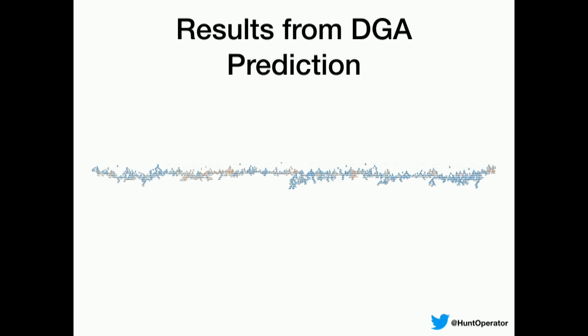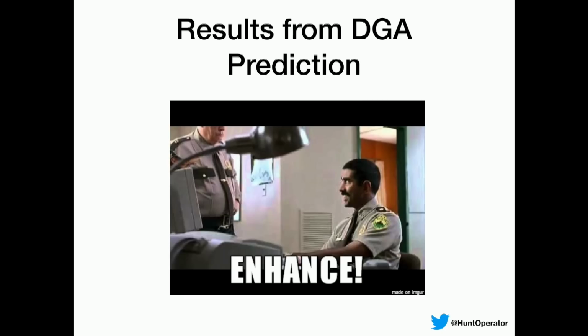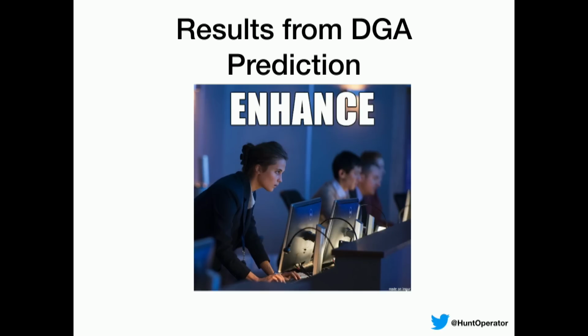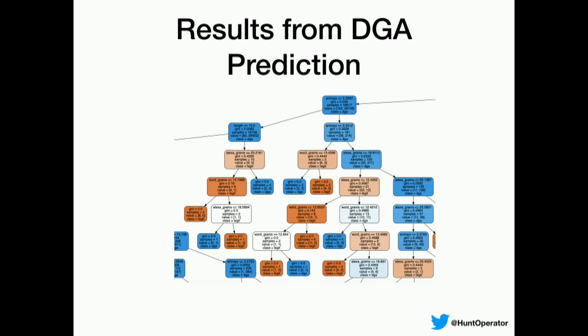This was the result visually from the DGA prediction that I just showed you. Now, you can show that to your manager, and they might say, hey, can you make that a little bigger? So naturally, you're going to say, enhance. And then you're getting down to the area of the tree, and you're like, man, I still can't see that. So you've got to enhance. And finally, you get down to this bottom part, but we can do a little bit better.